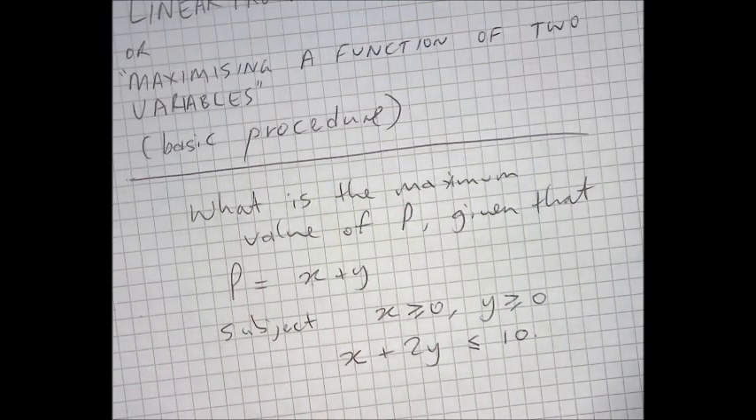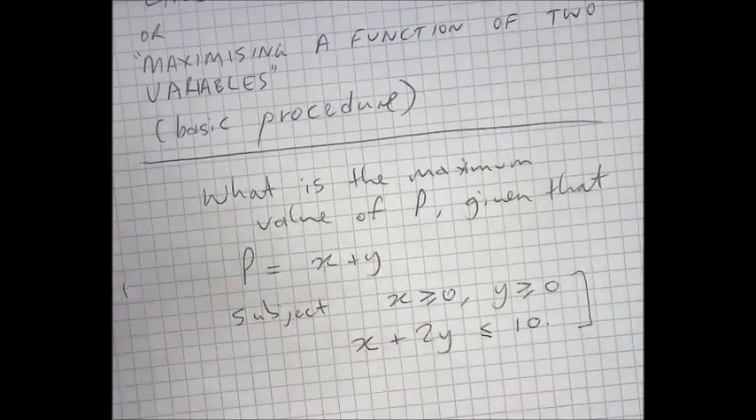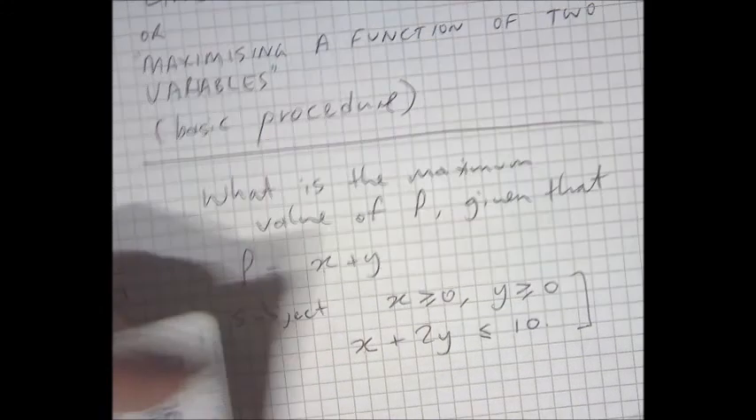Well, then what's the maximum? Okay, because now I can't just say x is 1 billion and y is 7 billion, because 1 billion plus 2 times 7 billion is certainly not less than 10. So these constraints mean that the question is now answerable. So how do you answer it? Well, here's the multi-step procedure.